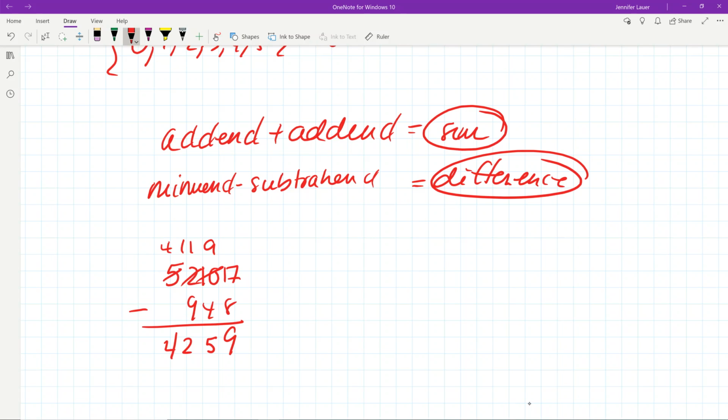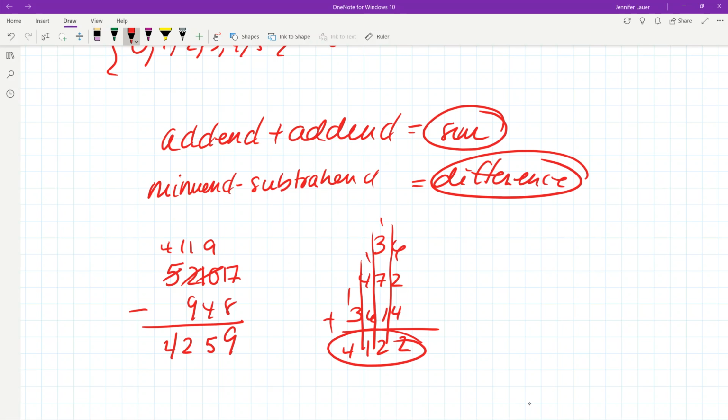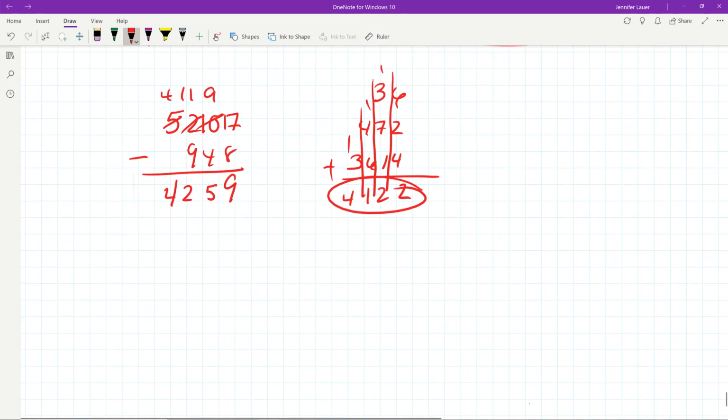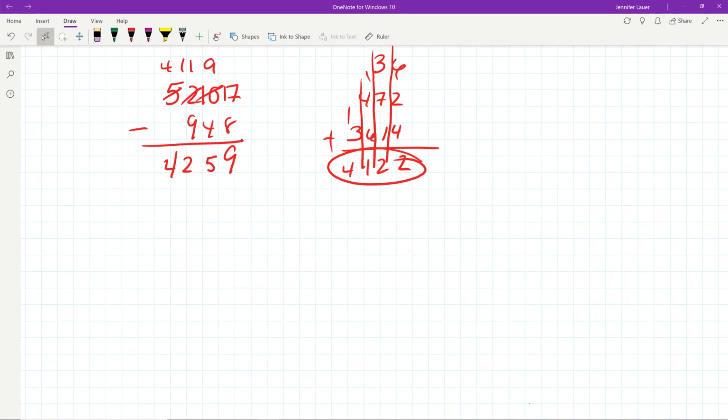Adding. If you're going to add really large amounts of numbers, just make sure you are lining them up for their place values. This is going to be 8, 12, carry the 1, that's 10, 11, 12, carry the 1, that's 11, carry the 1, that's 4. So this is adding.